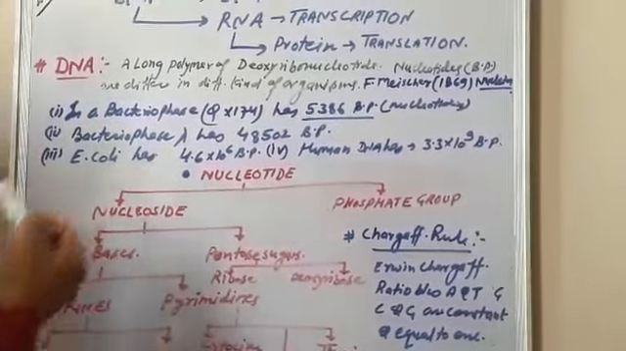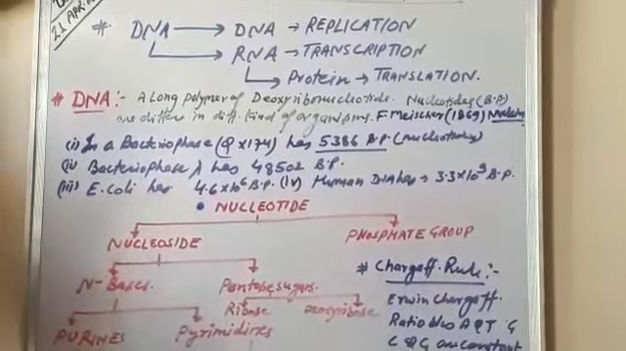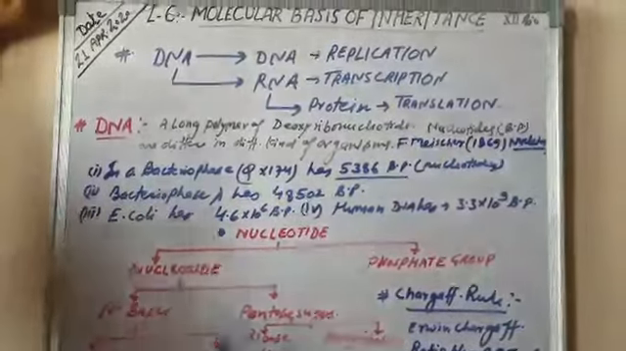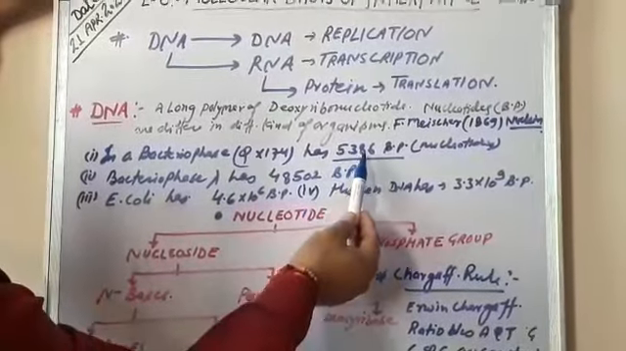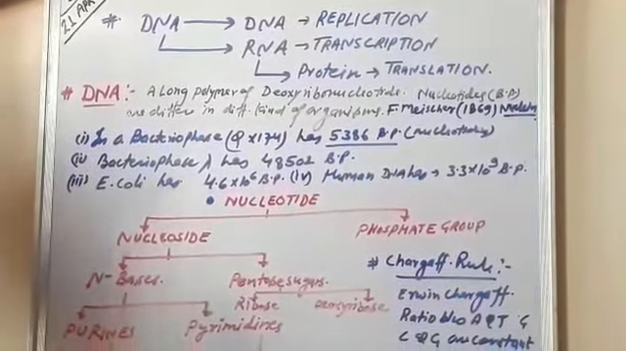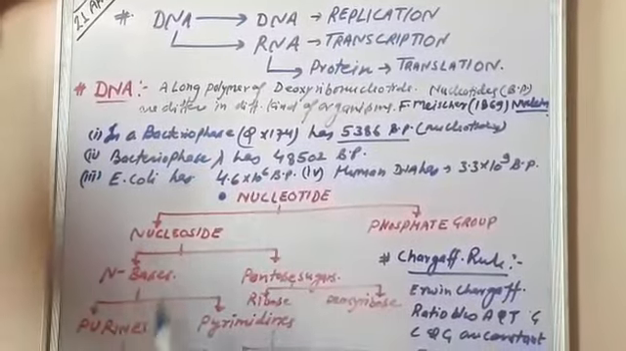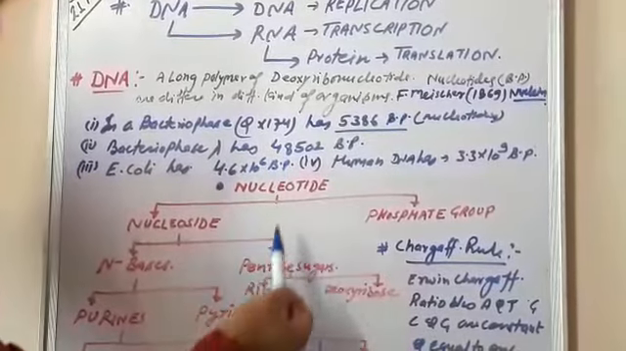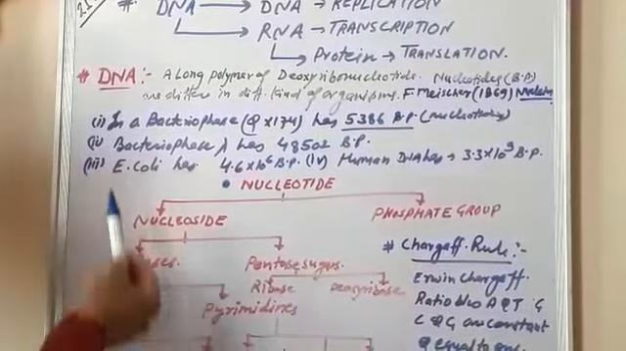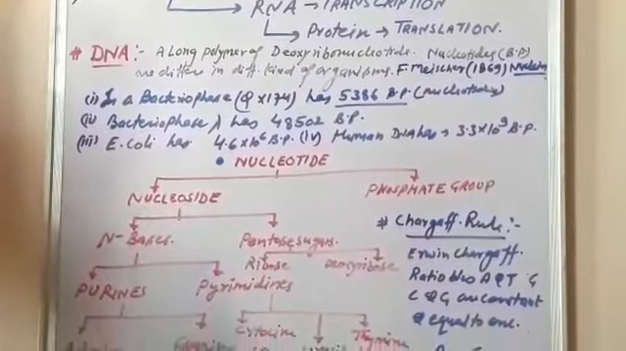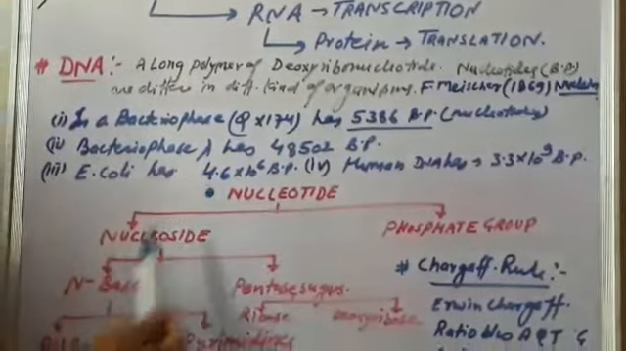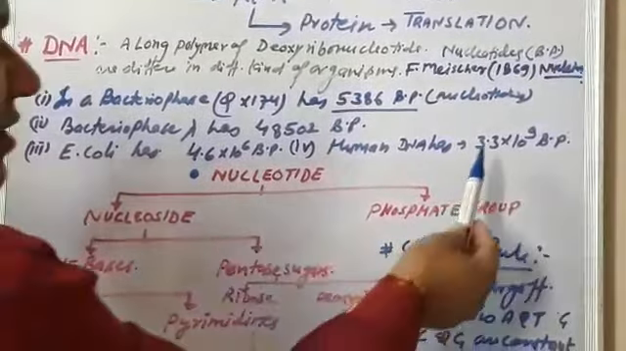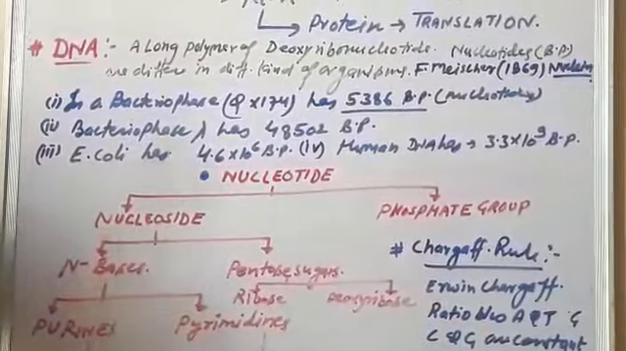Now, different numbers of base pairs occur in different kinds of organisms. For example, in bacteriophage phi X 174, about 5386 base pairs or nucleotides are there. In bacteriophage lambda, it has 48,502 base pairs. E. coli, Escherichia coli bacteria, consists of 4.6 into 10 to the power 6 base pairs, while human DNA has 3.3 into 10 to the power 9 base pairs.